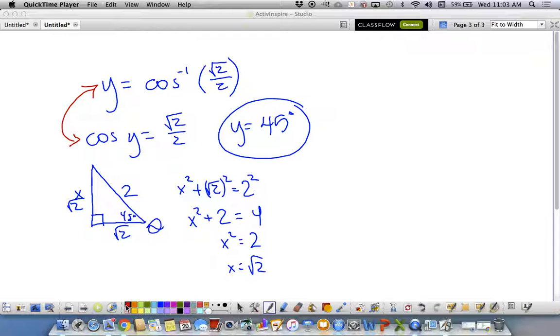Okay? What if I asked you y equals arc sine of 1? You're thinking in your head, what angle, what degrees is going to give me when sine is 1? What angle is going to give me sine of that angle equals 1? I'm thinking sine of what angle? 90 degrees.